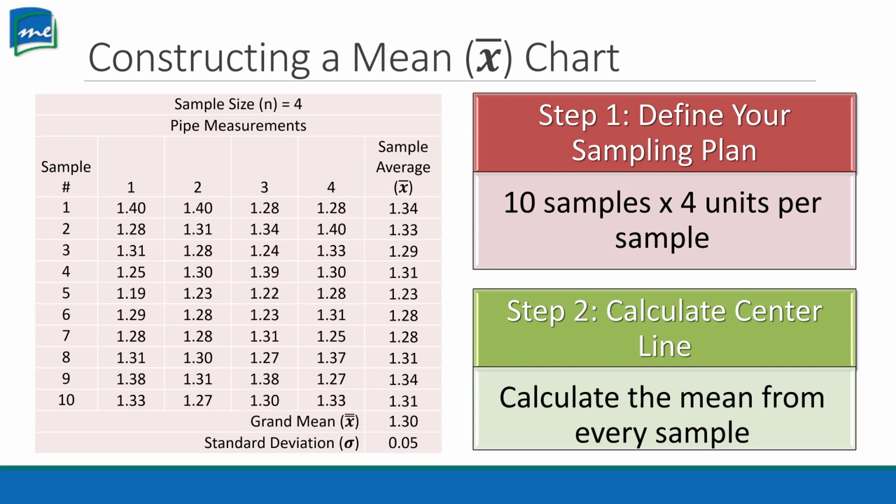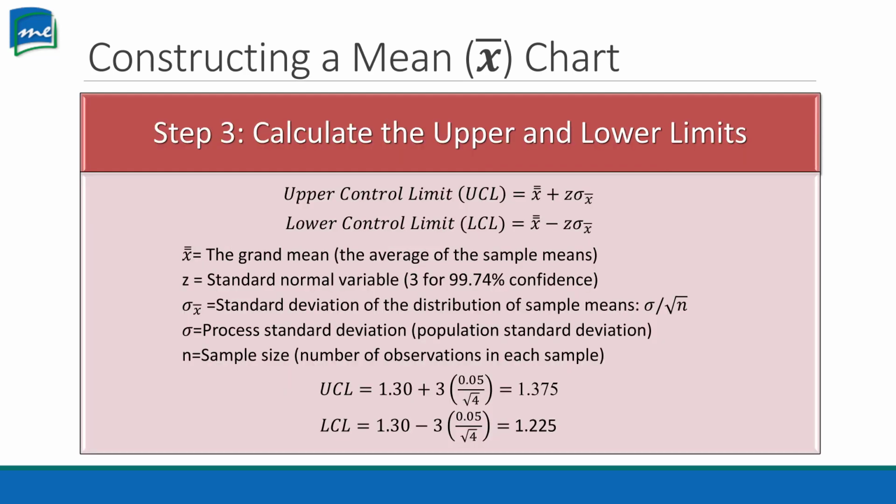So our first step was defining that sampling plan. They wanted to do 10 samples with 4 units per sample. Then we need to calculate the center line. So we have to calculate the mean from every sample, which was our step 2. And then we got our standard deviation on the chart here. But we need to calculate our upper and lower control limits. So we're starting to get into a little bit of math.